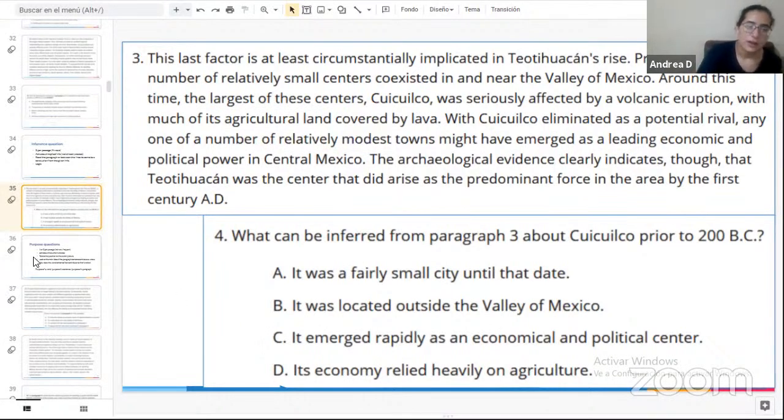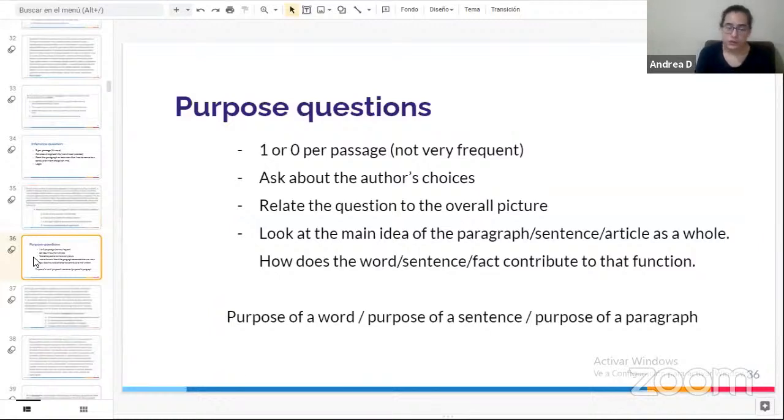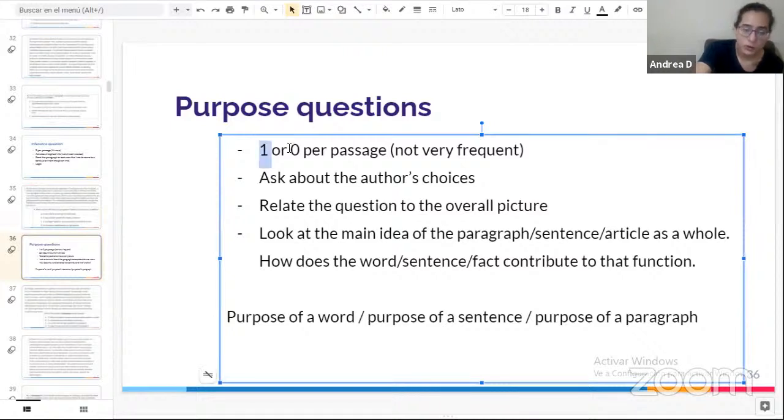Okay, guys. Now here we have the purpose questions, the next one. And in this case, they will be asking about the purpose or the function of a word, of a sentence, of an element from the passage, basically. They're not that frequent, which means that you can have one or you can have none. And they are mostly asking about the author's choices. So the author's decisions, like, why does the author use this word? Why does the author include this sentence or discuss this idea? Or why is this paragraph there? Okay, so they could be asking about the function, the reason of something.